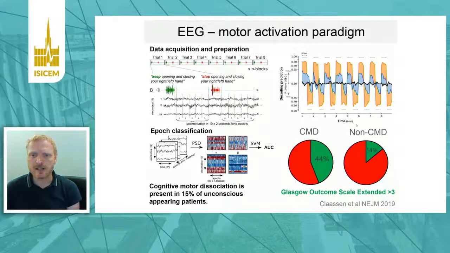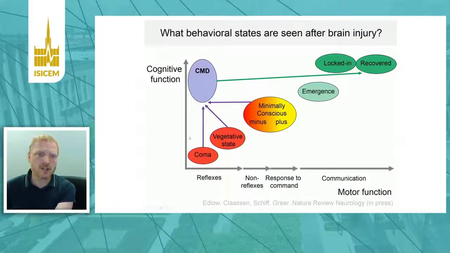What was interesting is that those patients that had this activation had a much higher chance to recover. 44% had a good functional outcome a year later, compared to those that did not. So those patients are in cognitive motor dissociation. They can behaviorally appear like coma, vegetative state, or MCS minus. They're in a CMD and they have a trajectory to recovery.